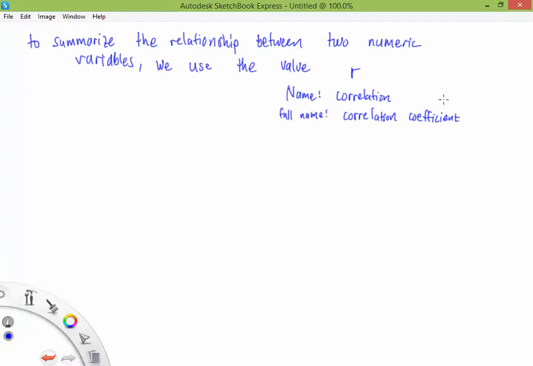All right, so that should be in your notes. The mean and the median summarize central tendency, where the center of our data is. The standard deviation summarizes spread. The correlation summarizes the relationship. Okay?